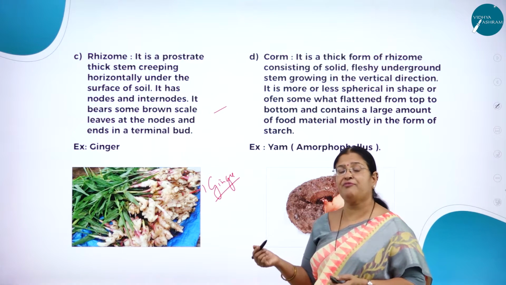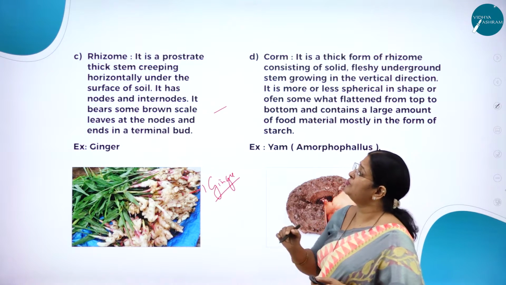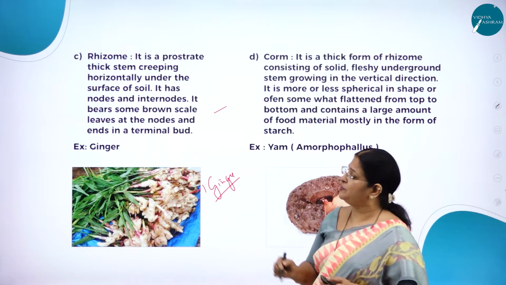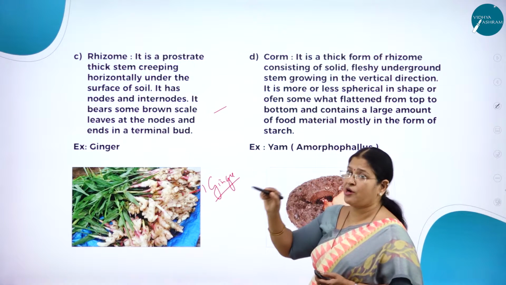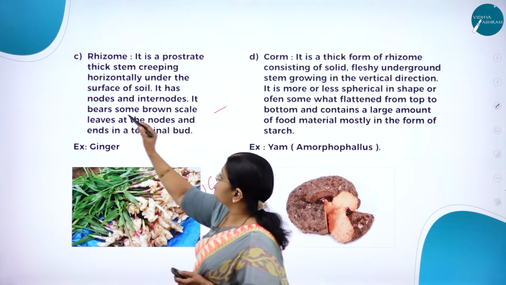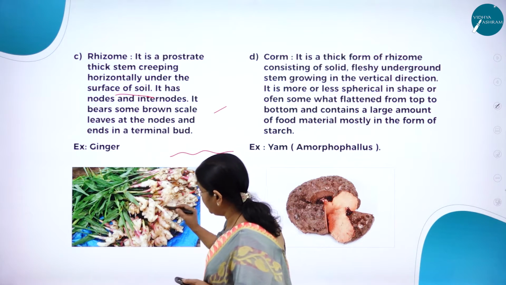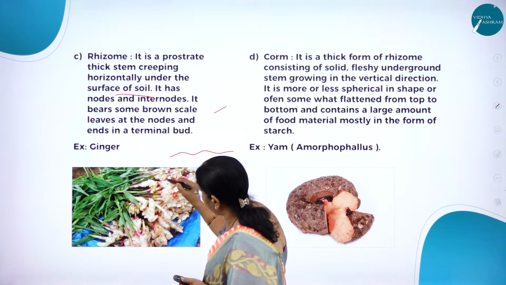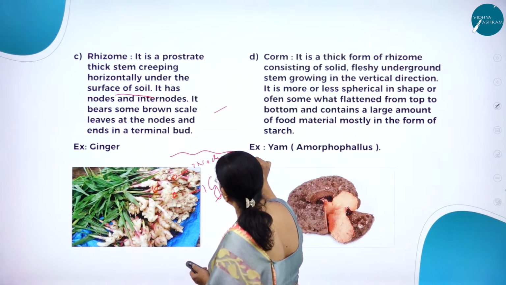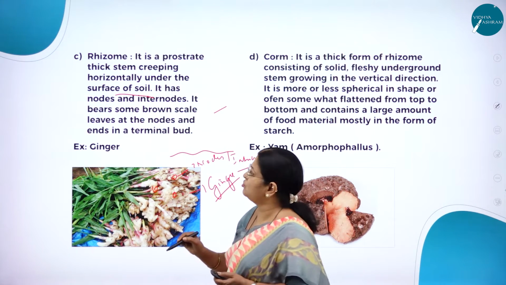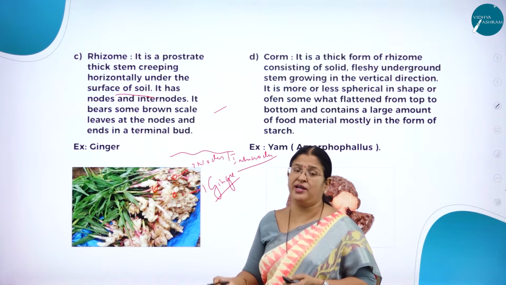So it has a lot of medicinal value also. Ginger has a lot of medicinal value. So, rhizome. Ginger is a classical example for rhizome. What is it? It is a prostrate thick stem creeping horizontally under the surface of the soil. You can see it grows horizontally like this, and it has nodes and internodes. Here you can see the small nodes and internodes. These are called nodes, and the distance between two nodes is called what? Internodes. You just sow it wherever you come across nodes and internodes in the soil, and it grows.